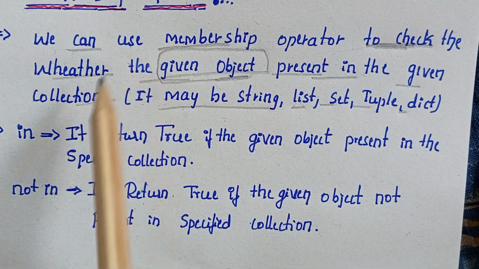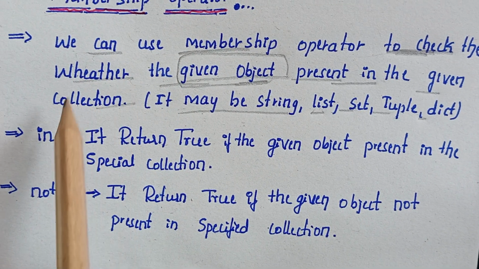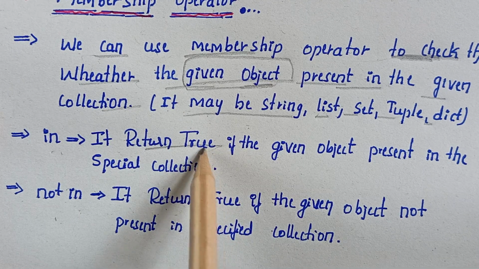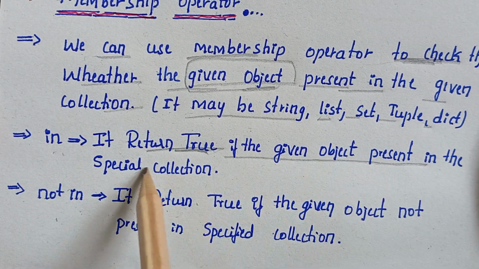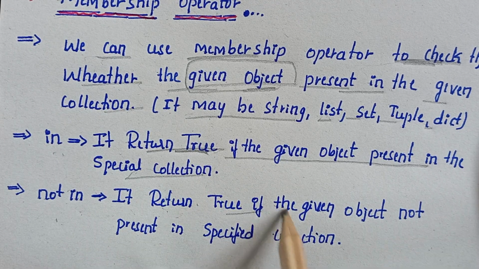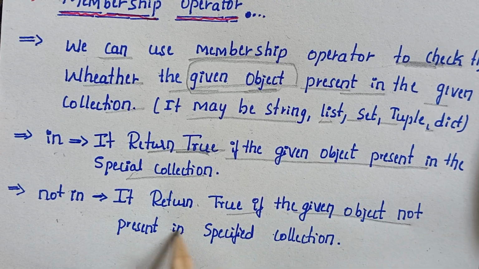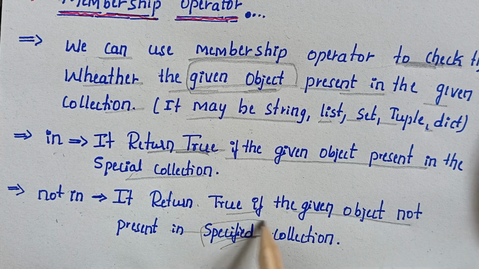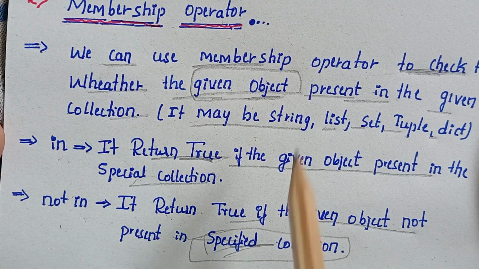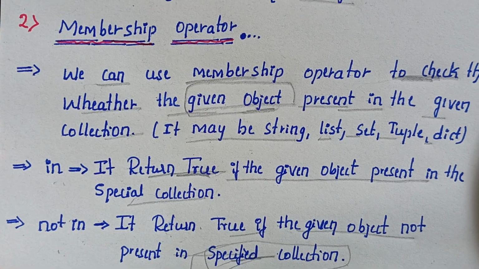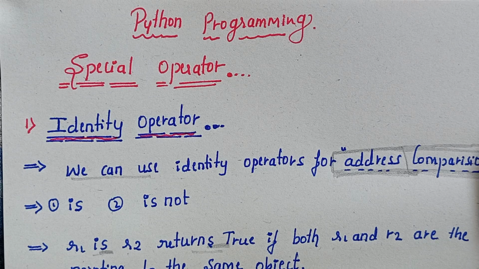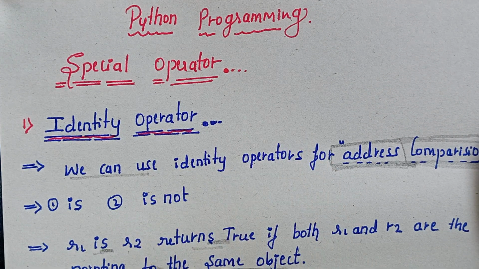In the membership operator again there are two types: "in" and "not in". "in" returns true if the given object is present in the specified collection. "not in" returns true if the given object is not present in the specified collection. So this is all about the membership operator. So guys, this is all about special operators.